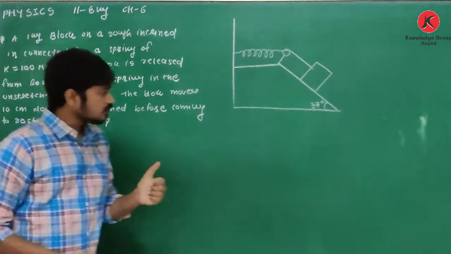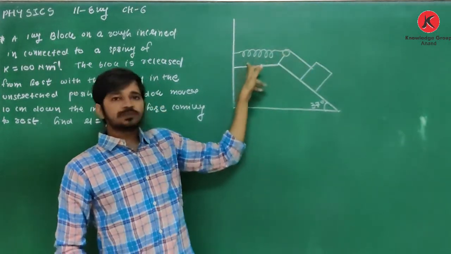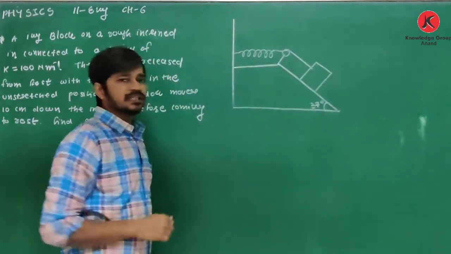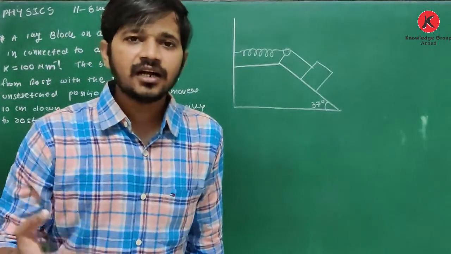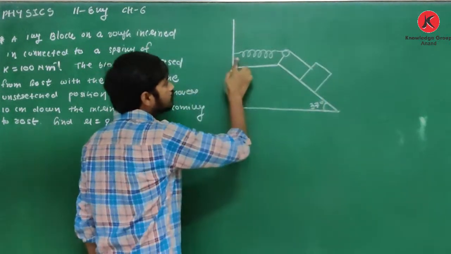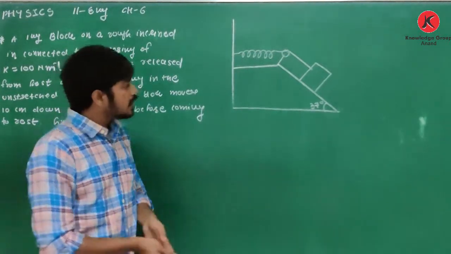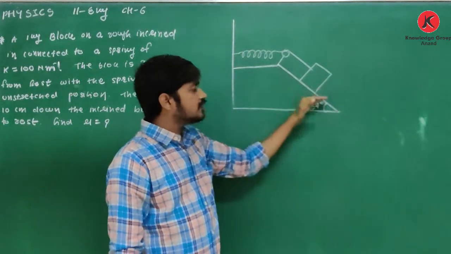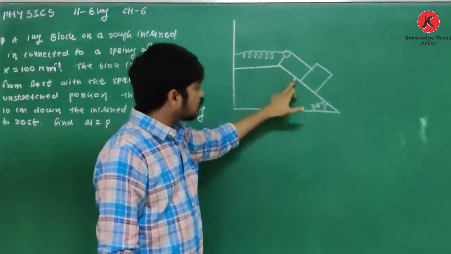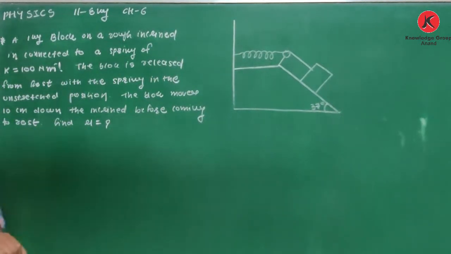See what the question is. Yes, it is one inclined surface at angle 37 degree. One block is connected to a spring. Initially, this block is at rest and this spring is unstretched. Now, if this block is released, obviously this block will move in downward direction, and due to that, this spring is stretched. But after traveling a distance of 10 cm on this inclined plane, this block comes to rest. Then you have to find what is the coefficient of friction between block and surface.